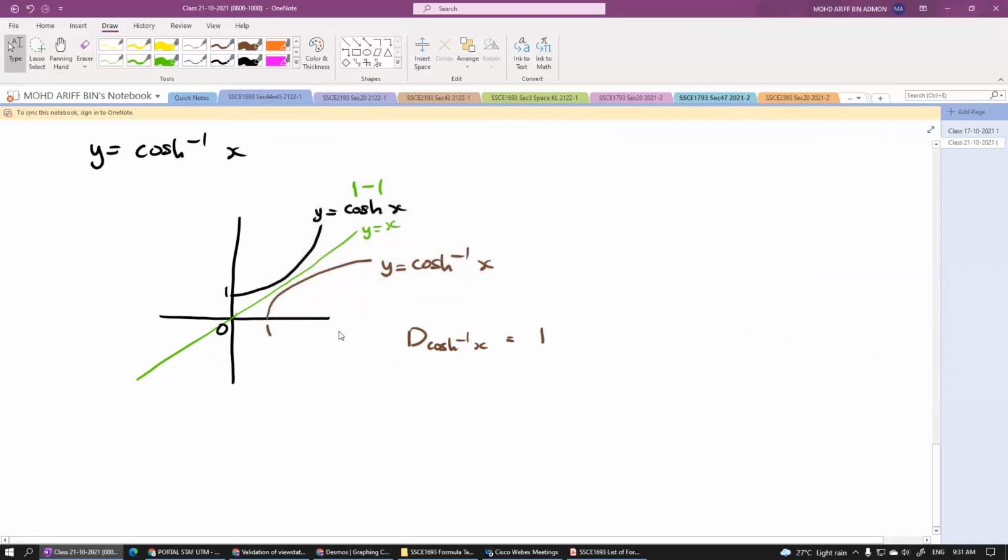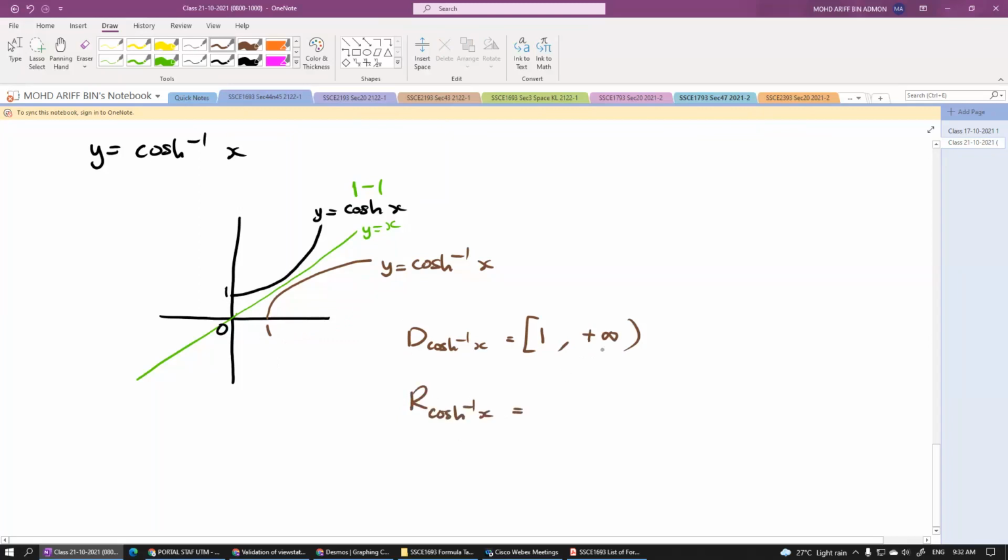So that means we are only considering x values from somewhere here to positive infinity. So from 1, is it included or not? Included, yes, because the value of y equals 0. You may press your calculator to check. If included, we put this square bracket symbol and go to positive infinity. How about the range now?